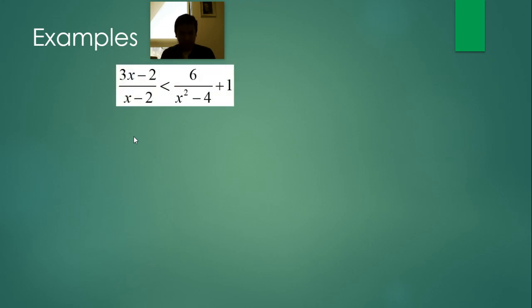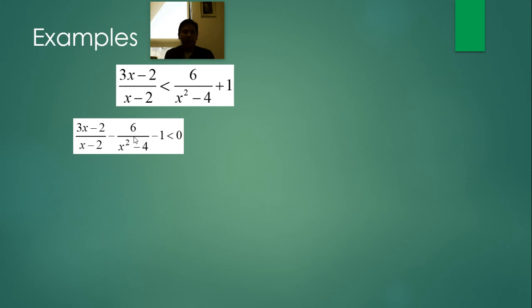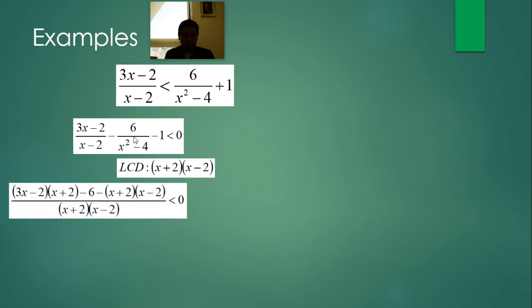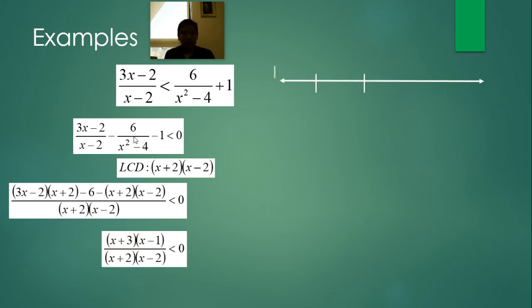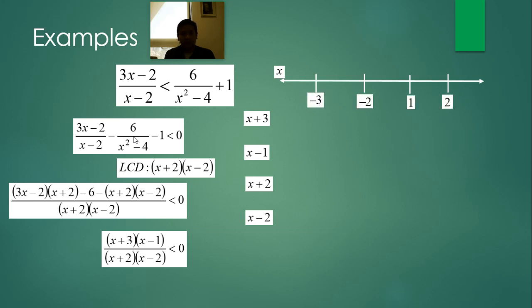Third, same idea, transfer everything to one side. This one is referring to less than 0. So as we prepare the table of signs later on, our goal is to look for the negative signs. So here we have factored x plus 3, x minus 1, x plus 2, and x minus 2. So we consider everything in the inequality. What makes each factor 0? Like negative 3, negative 2, 1, and 2.